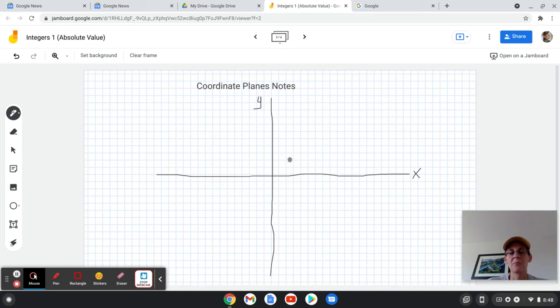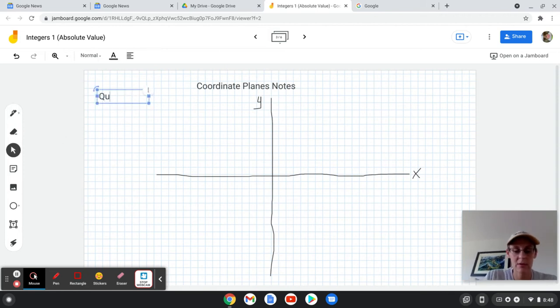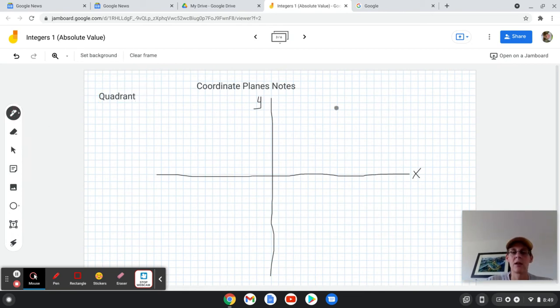Okay, so each one of these is called a quadrant, and there are four quadrants. I'm going to go ahead and write that down. Quadrant, and there are four quadrants. All right, this is quadrant one. This is quadrant two, and we write them as Roman numerals. This is quadrant three, and then this is quadrant four.